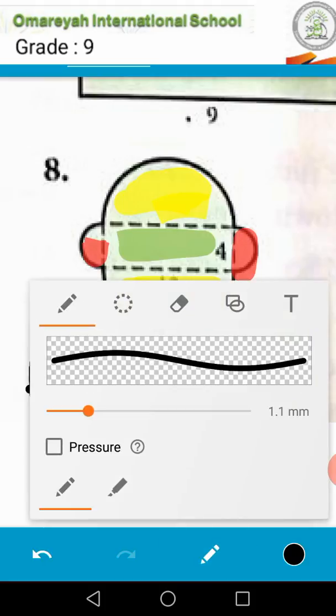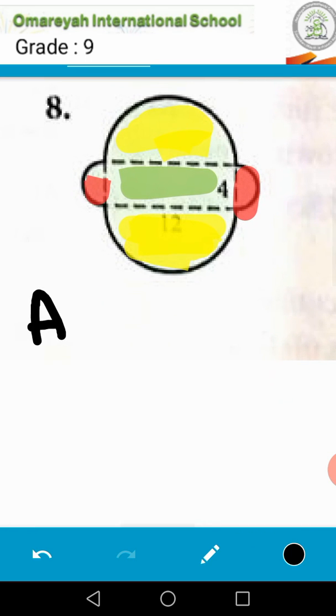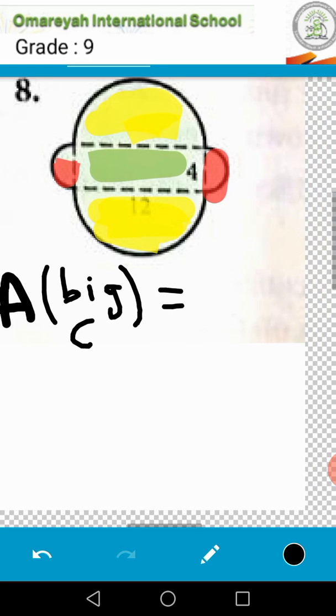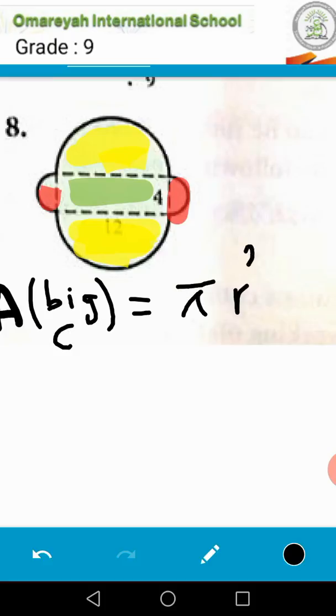Okay, I'm going to find the area of the yellow circle, which is the big circle. How can you find the area of the big circle? The area of the big circle is pi r squared, right? Pi r squared. This is the rule to find the area of a circle. So the area of the circle equals pi r squared.